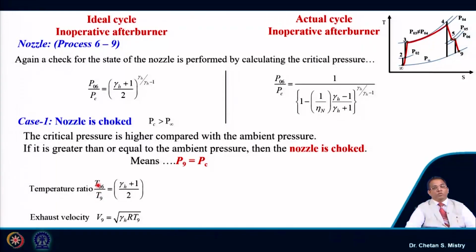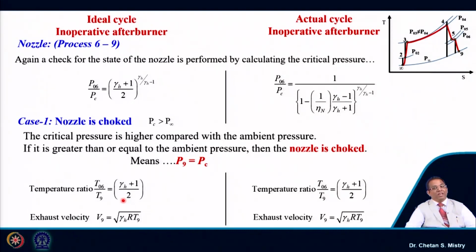Here T06 is what is known to us. From this correlation we can calculate T9, the exit temperature from the nozzle. Once we know the exit temperature from the nozzle, we can calculate the exhaust velocity. Same way, here we can calculate this exit temperature and we are able to calculate the exit velocity.